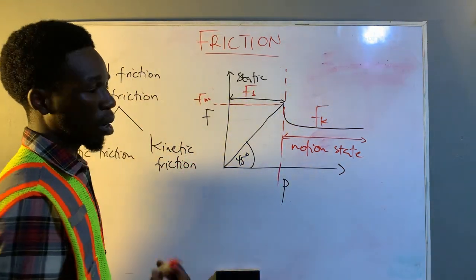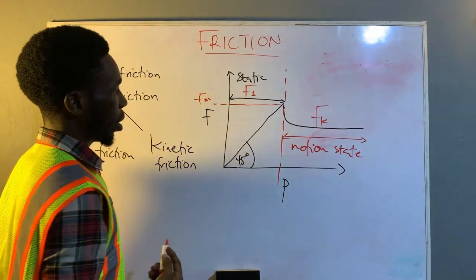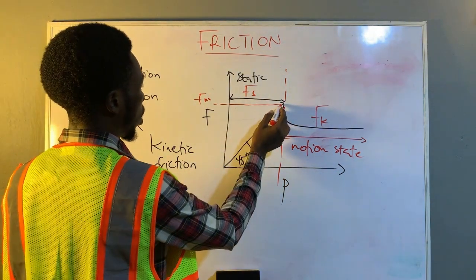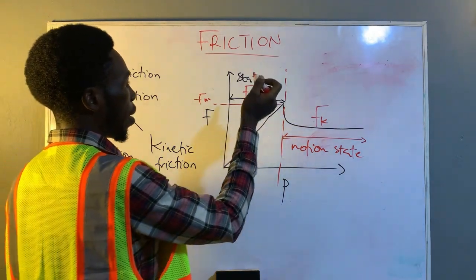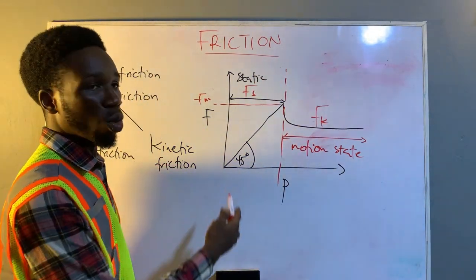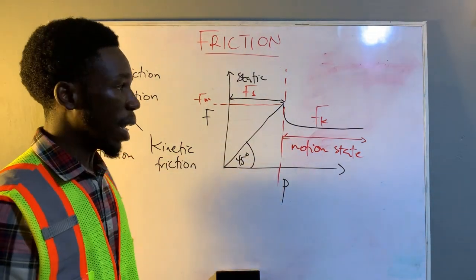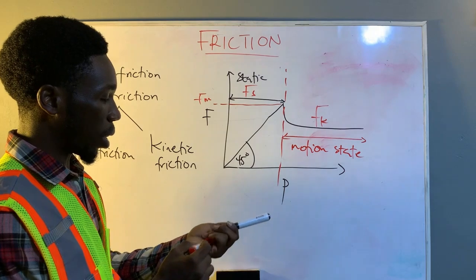Okay, so let me explain the graph again. As P increases, F also increases. When F gets to the maximum value, from there the friction force will drop to the kinetic friction. At that moment there's still motion, but the friction will be less. So that's what that means.